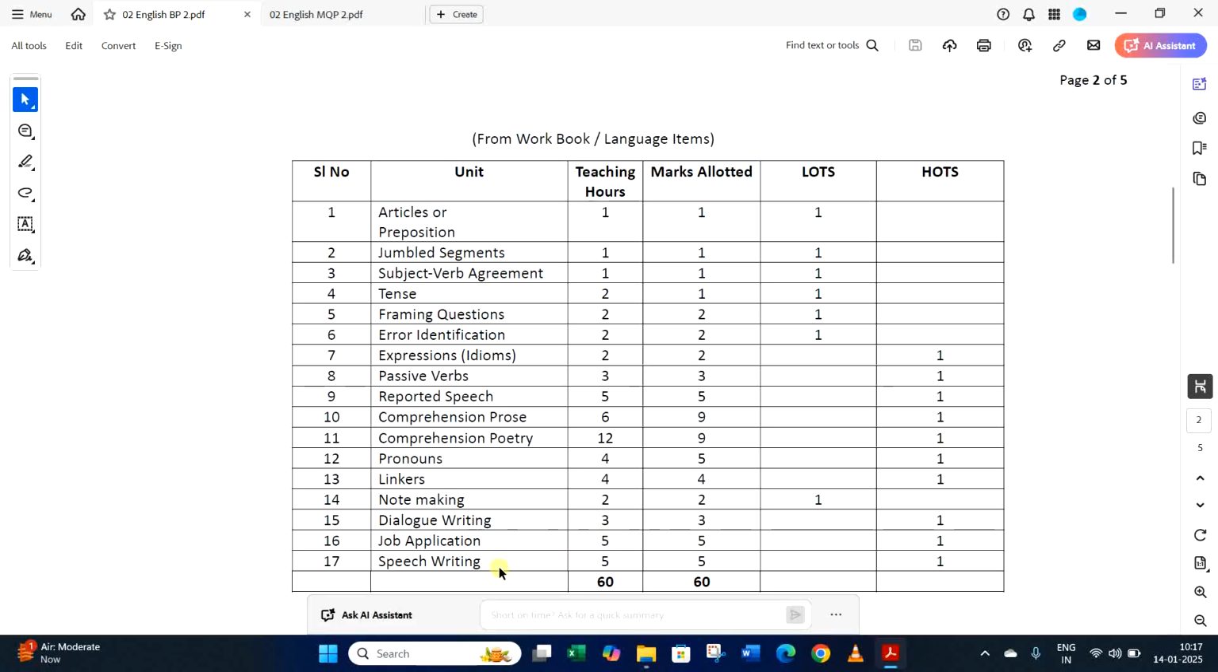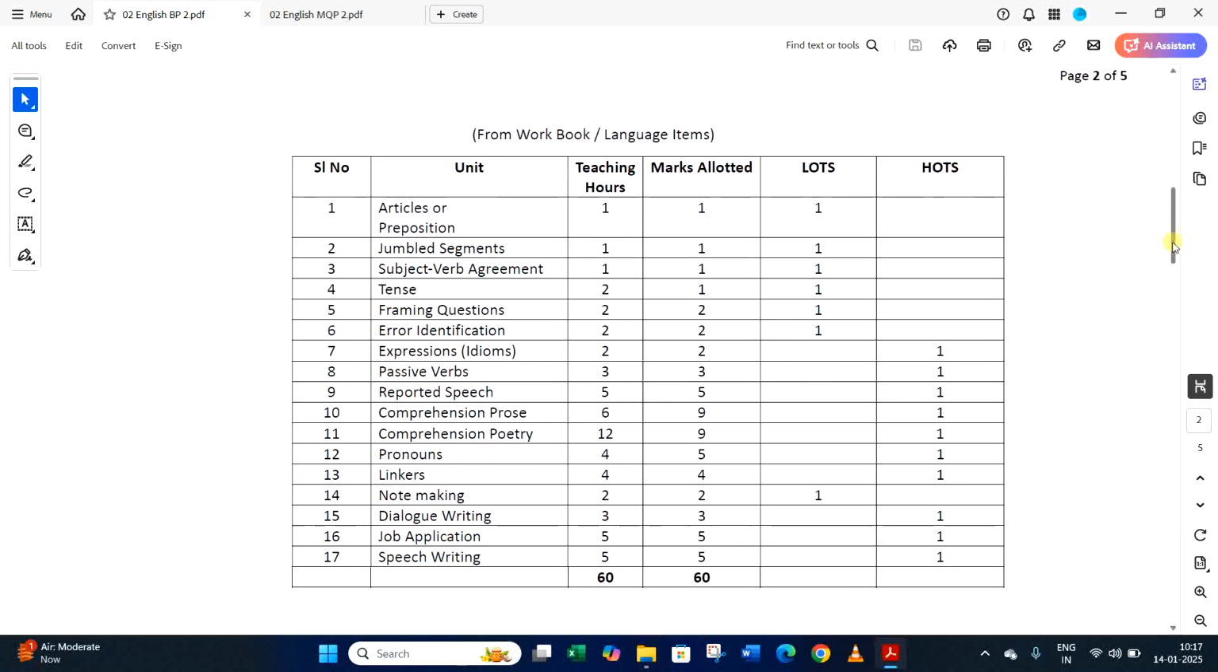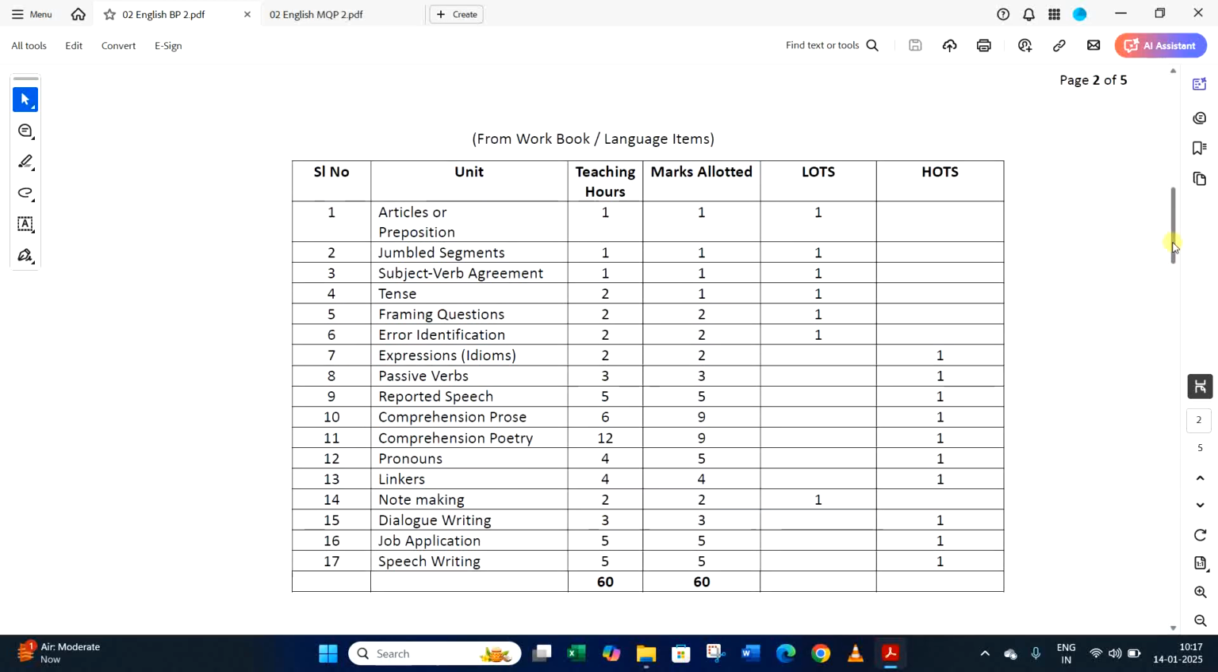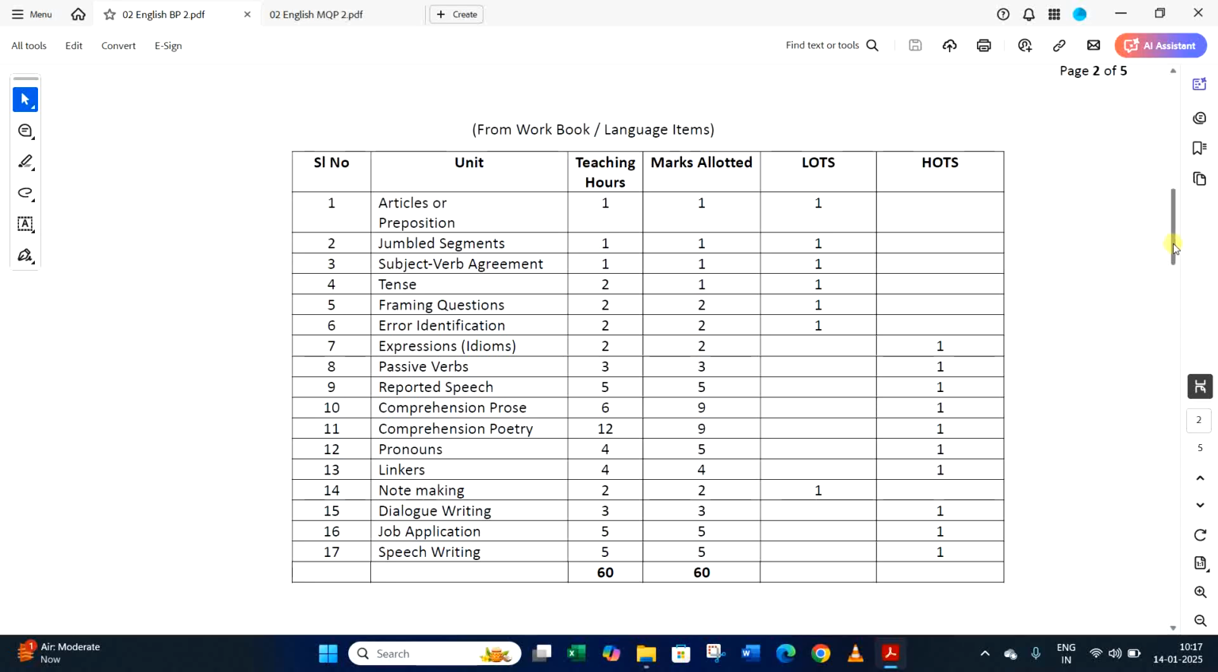And then last, speech writing for 5 marks. So to sum total, if you go to see, all the units are included, and then there are certain questions which have options, right? So dear students, we should understand all the things in one particular pattern. So this is what is going to be very fine.